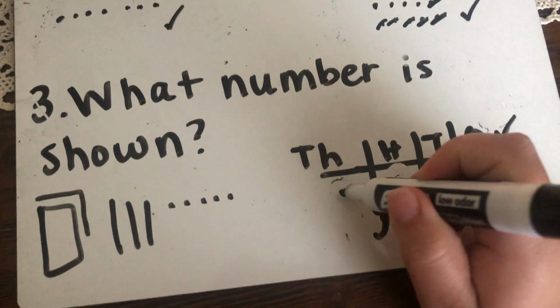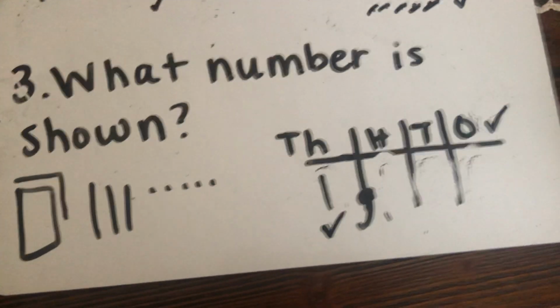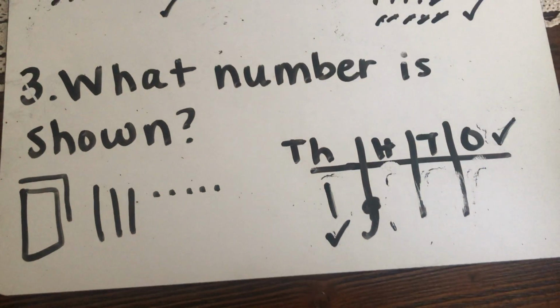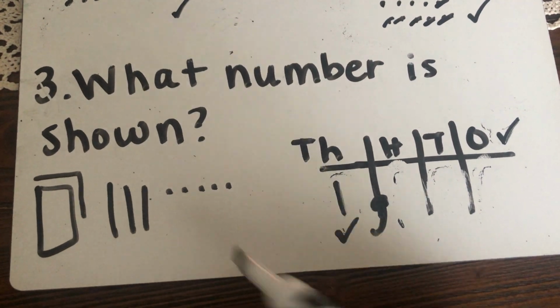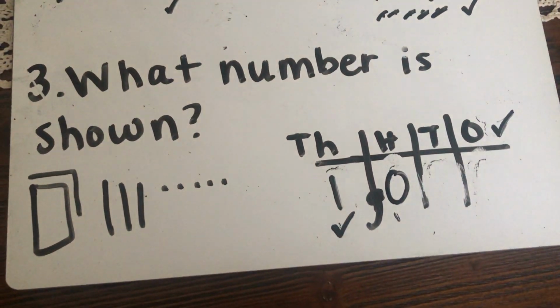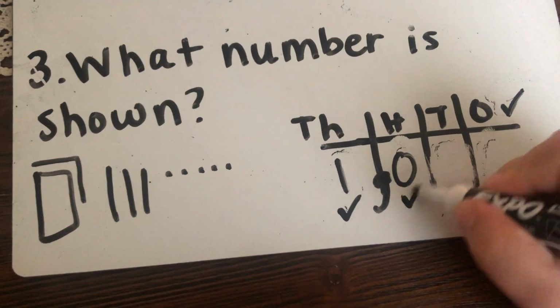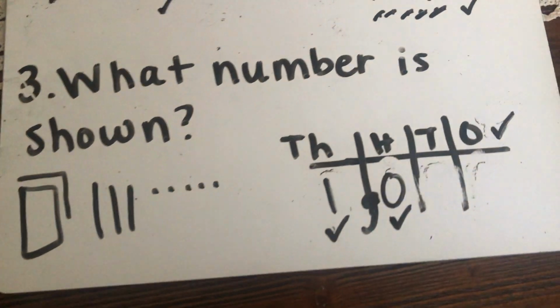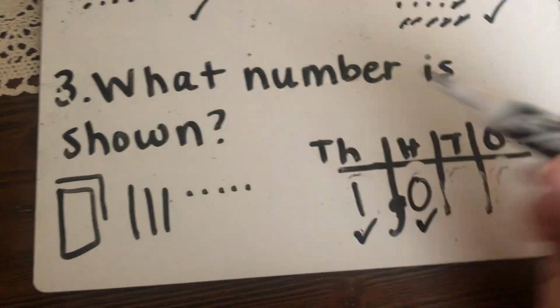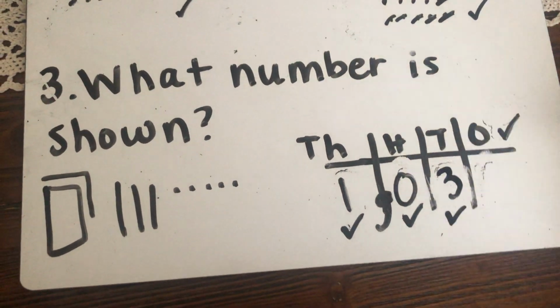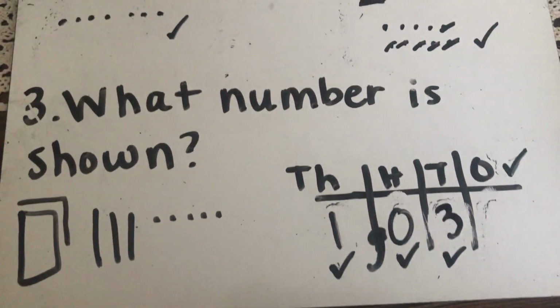We have 1 thousandths block, so you should have a 1 in the thousandths place. If you have a 1 in the thousandths place, give yourself a check. Let's look. Do we have any hundreds? Nope, no hundreds, so that gives us a 0 in the hundreds place. If you got a 0 in the hundreds place, give yourself a check. Right, and let's count up our tens. 1, 2, 3. We have a 3 in the tens place. If you got a 3 in the tens place, give yourself a check.